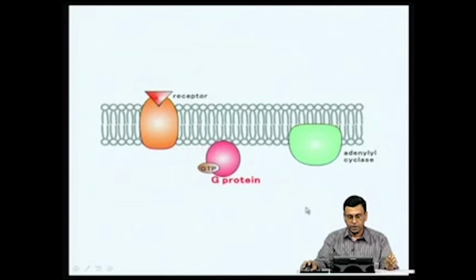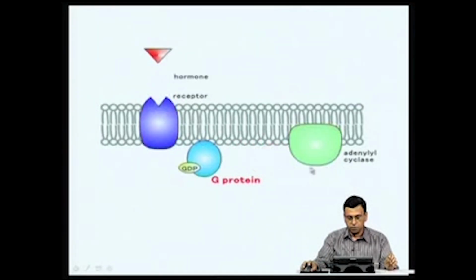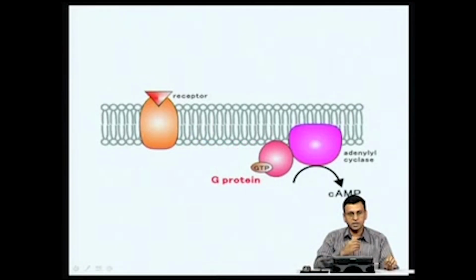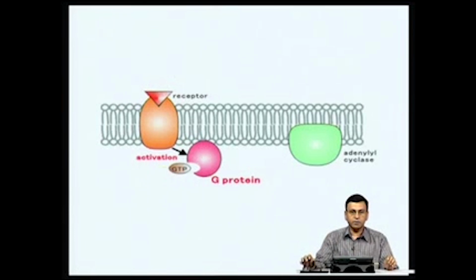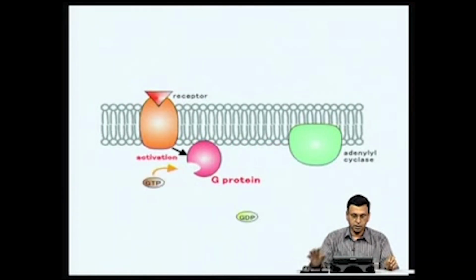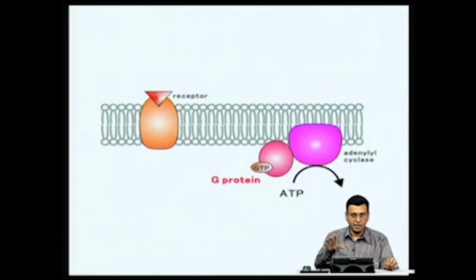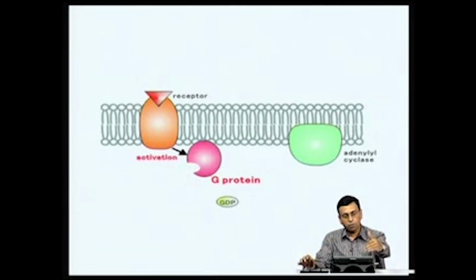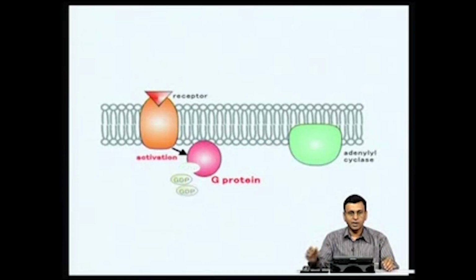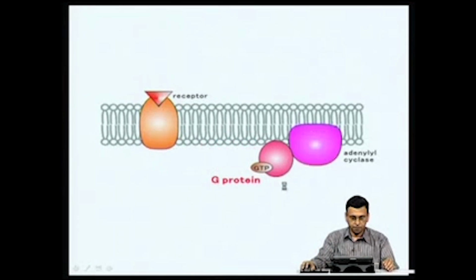Adenylate cyclase is now activated and converts ATP into cyclic AMP, and this cyclic AMP thus synthesized activates protein kinase A, and protein kinase A in turn phosphorylates molecules like CREB, resulting in activation of transcription. So this is the summary of the last class about how binding of a hormone molecule to a cell surface receptor results in the synthesis of cyclic AMP, leading to the activation of protein kinase A.